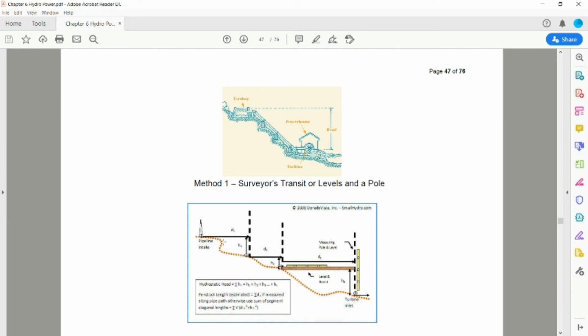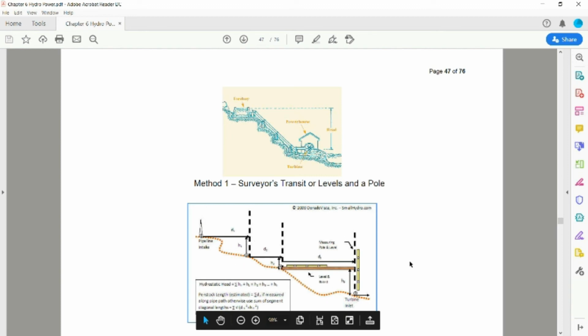And another pole here at the pipeline intake, another height and distance. So for the hydrostatic head, you total up all the heights or heads: H1 plus H2 plus H3. Example here, head number 1 plus head number 2 plus head number 3.